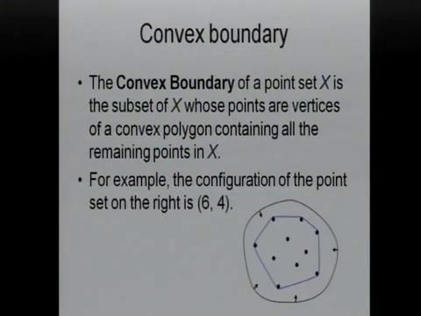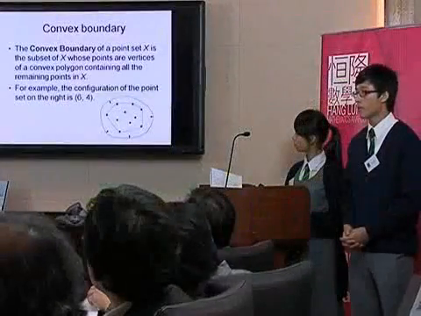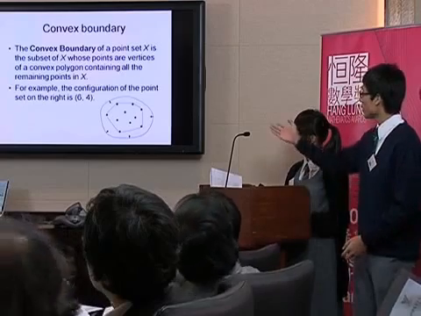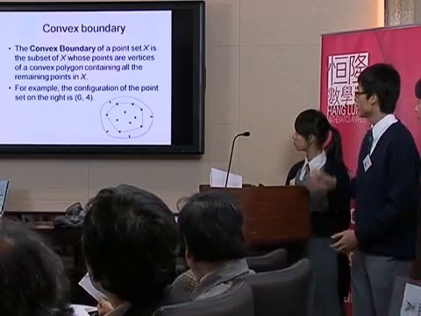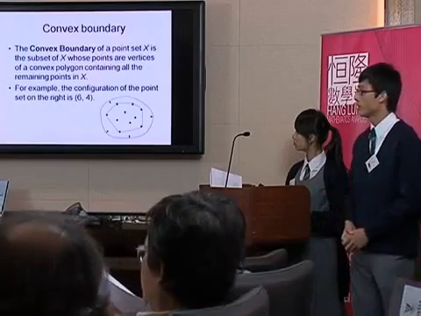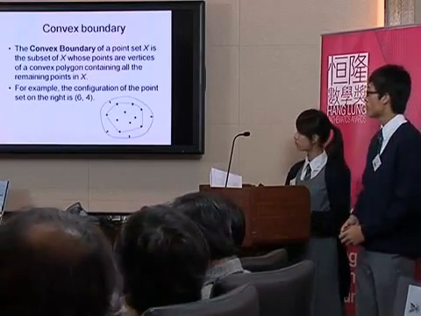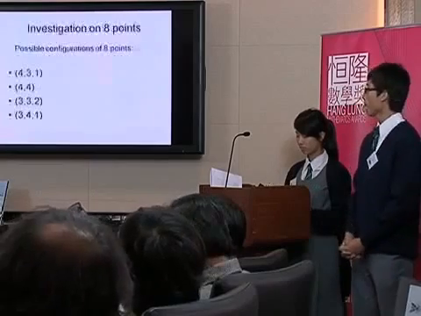Then we describe a way to describe a point set on the plane. In any point set, there must be a convex polygon that envelops the remaining points of the point set. Here is an example of 6-4. You can see a convex hexagon enveloping the remaining 4 points. Therefore, the configuration of this point set is 6-4.